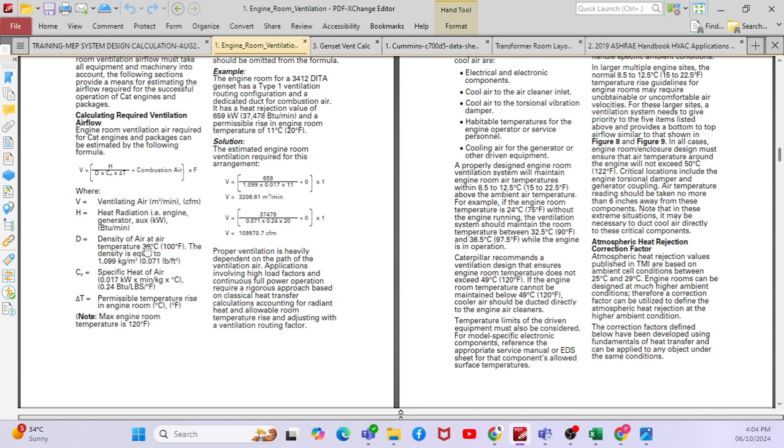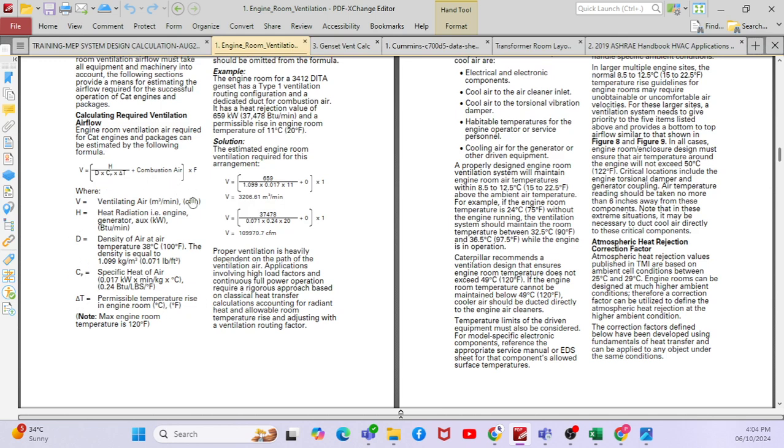Okay. Then D is the density of the air, which is given here, 1.09 kg per meter cube. Cp is nothing but the specific heat of air, which is 0.017 kilowatt, right? Kilowatt multiplied by minute by kg into Celsius. So this is the specific heat. Okay, then the delta T will be the permissible heat rise.